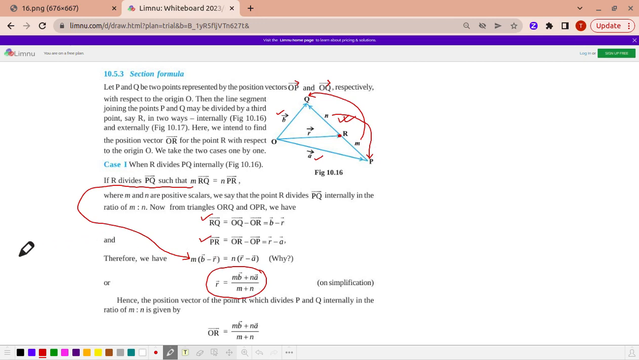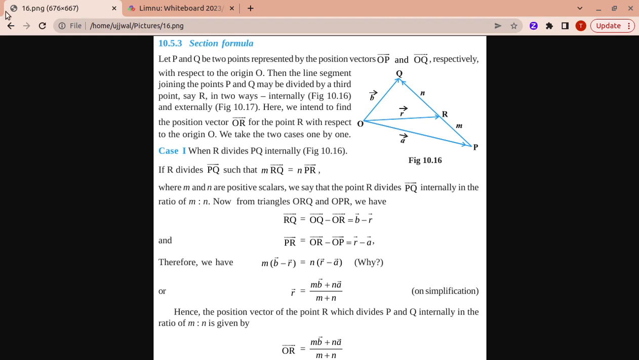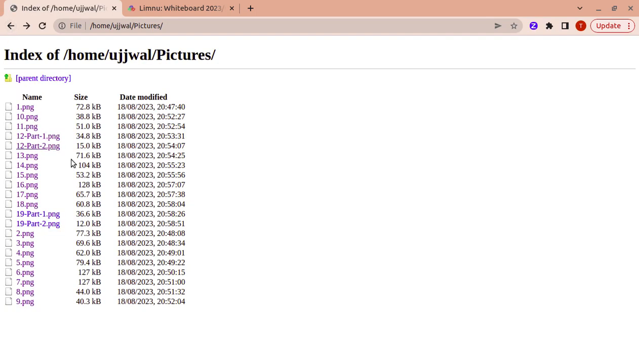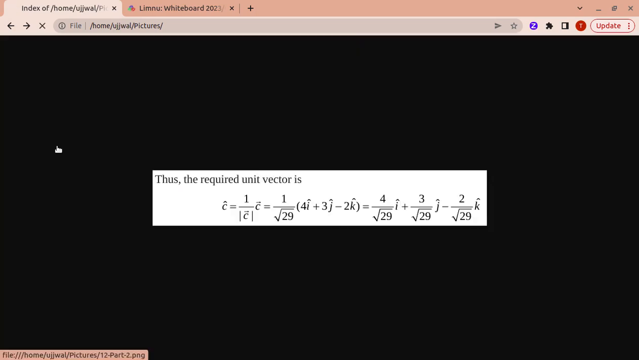Now let's look into the second case, case 2, where R divides PQ externally. Okay, so let's see this one.